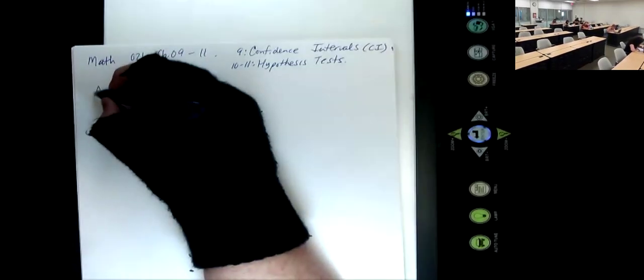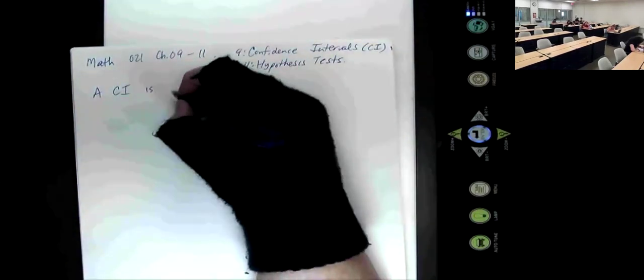A confidence interval is a range of values that is based on sample data that is likely to include an unknown population parameter. That's what a confidence interval is.